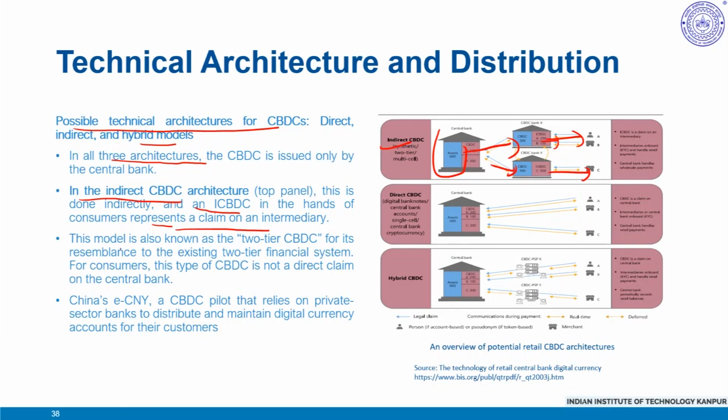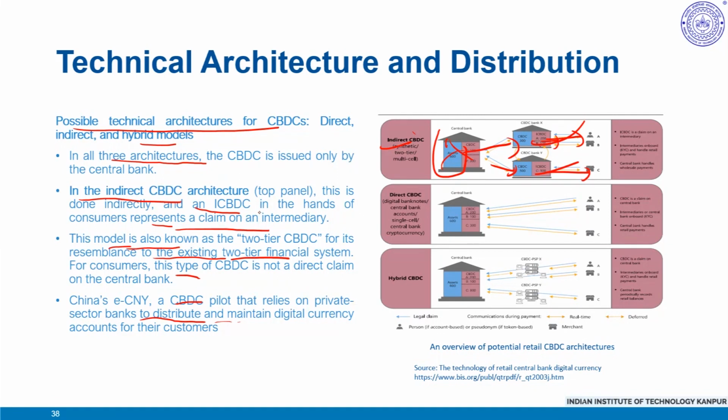This model is also known as two-tier CBDC for its resemblance to the existing two-tier financial system. For consumers, this type of CBDC is not a direct claim on the central bank, but a claim on an intermediary like a fintech. China's CBDC pilot e-CNY, which relies on private sector banks to distribute and maintain digital currency accounts for their customers, is one such example.